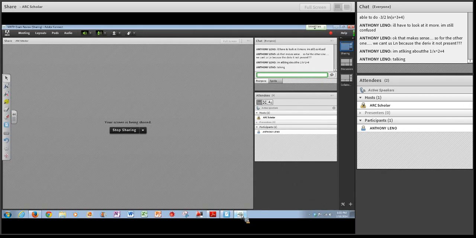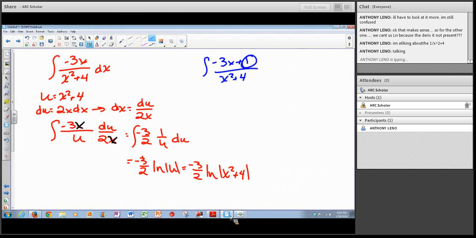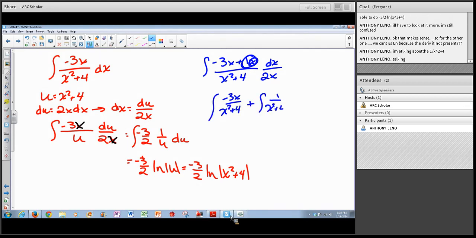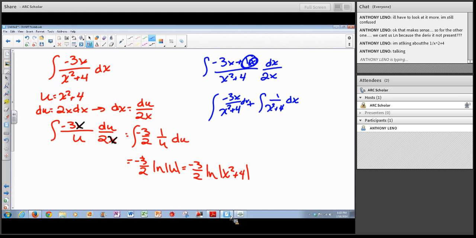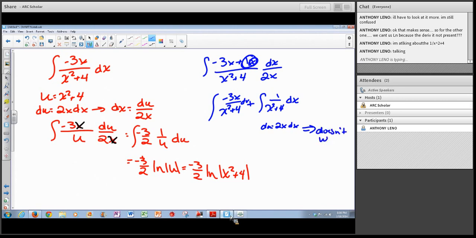Yeah, exactly. Because if we try to do the 2x thing here, there's no x here for it to work with. So that's why we had to decide to make it two integrals. Yeah, exactly. So the same thing applies here. If we try to do 2x, that just doesn't work.